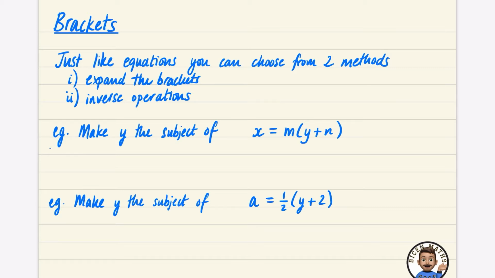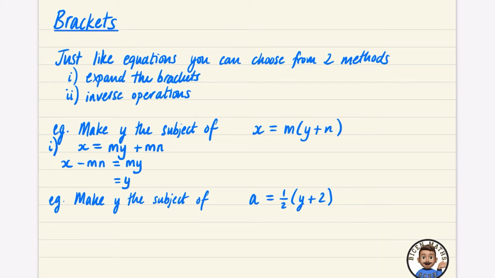to show you that they give you the same thing. So if I do method 1 over here for this first one, I'm going to expand the brackets before I try and make y the subject. m multiplied by y is my, and m multiplied by n is mn. Now to make y the subject, I'm going to have to subtract that mn, so it's x minus mn equals my. Now I'm going to divide by m to get y by itself, so that's x minus mn divided by m, like this. So this would be an acceptable answer for making y the subject.